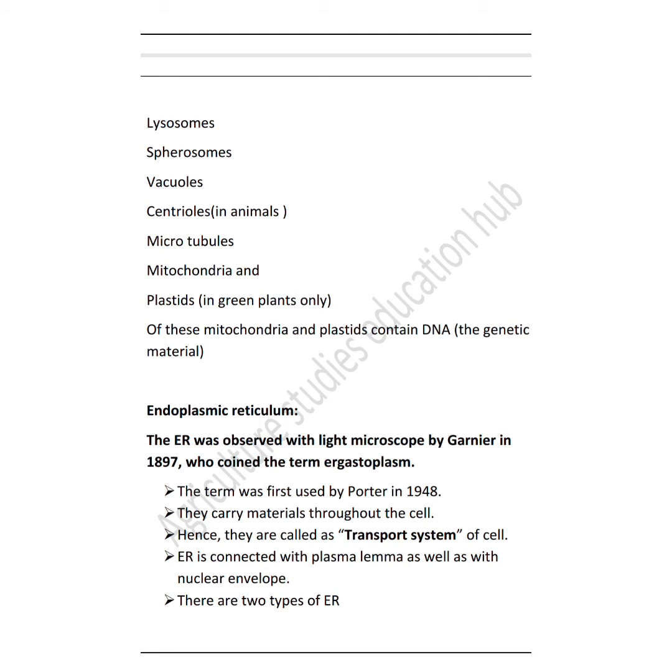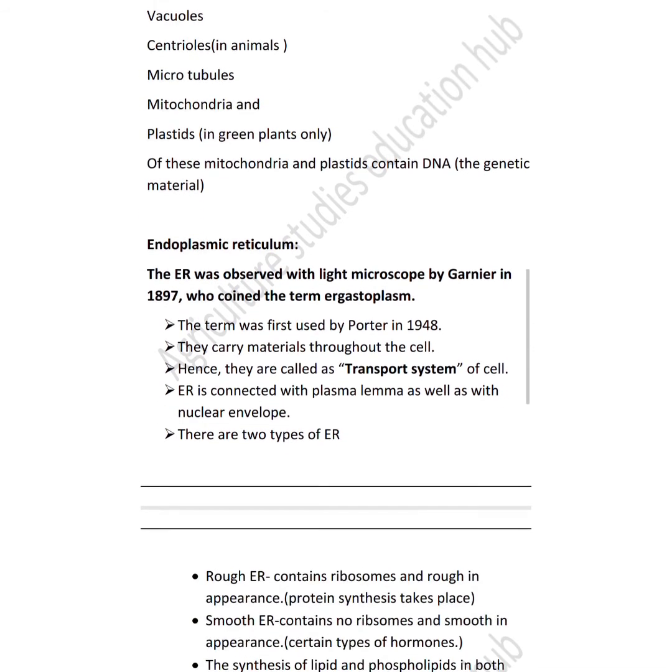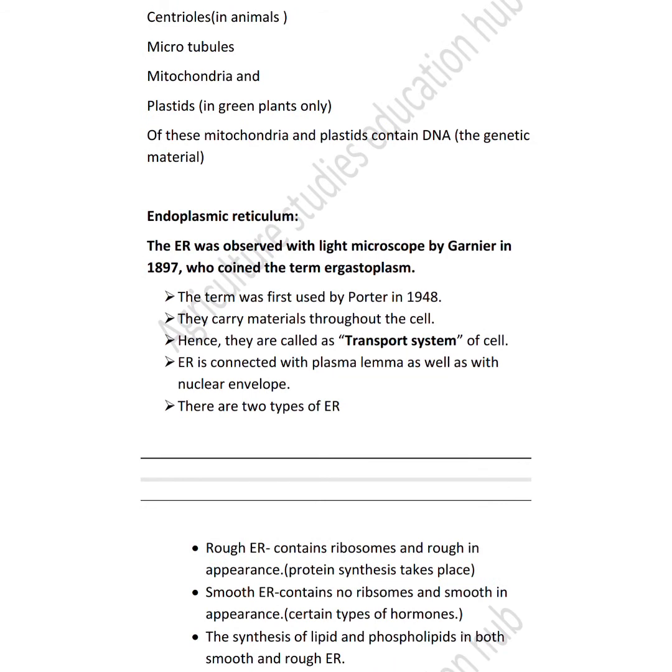Next, the endoplasmic reticulum actually was first observed by Garnier in 1897 with light microscope. He coined the term ergastoplasm. The term endoplasmic reticulum was first used by Porter in 1948. They carry materials throughout the cell, hence it is known as transport system. Actually, a very important transport system of the cell, which means endoplasmic reticulum.